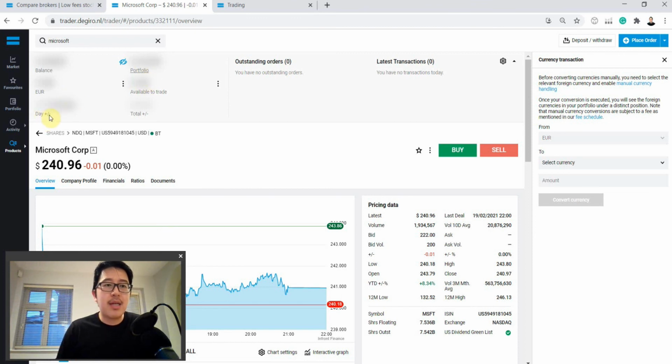This day plus minus is basically giving you a weighted average of the aggregate of all your investments. It just gives you an idea of whether all your investments are going up or down, just a snapshot.